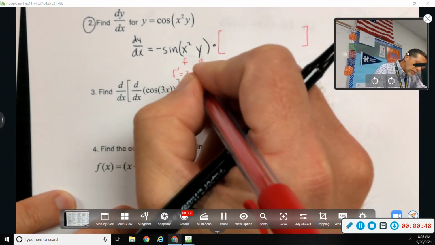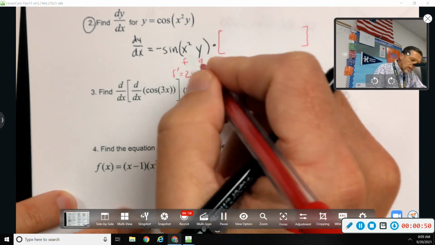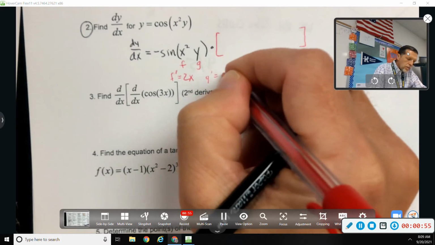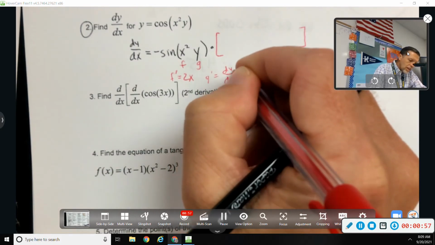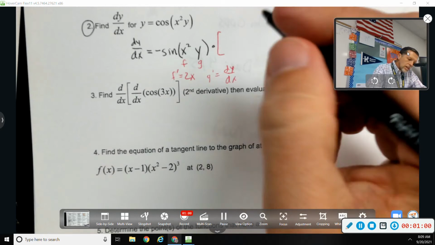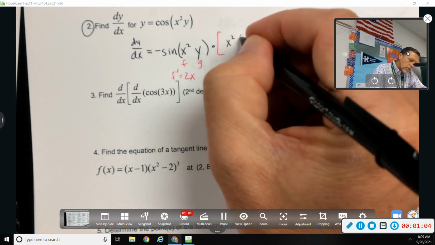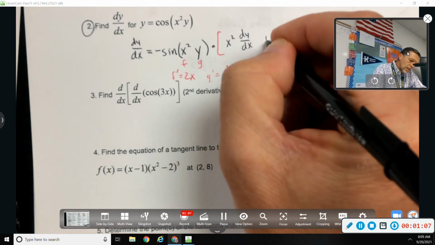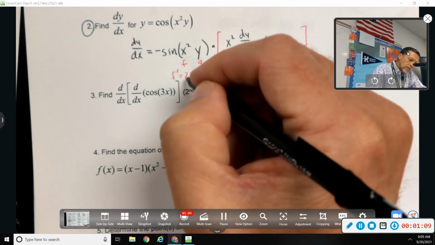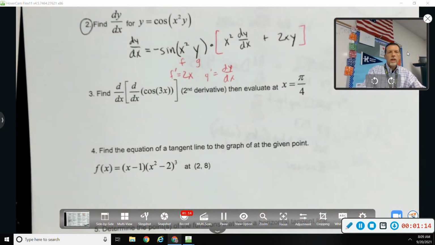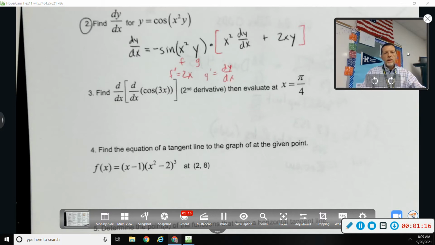So f prime is 2x dx/dx, so just 2x. g prime is dy/dx. So f g prime, x squared dy/dx, plus the other way around, 2xy. And now we have an algebra situation on our hands.